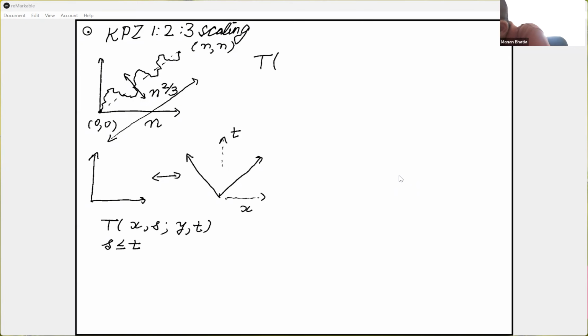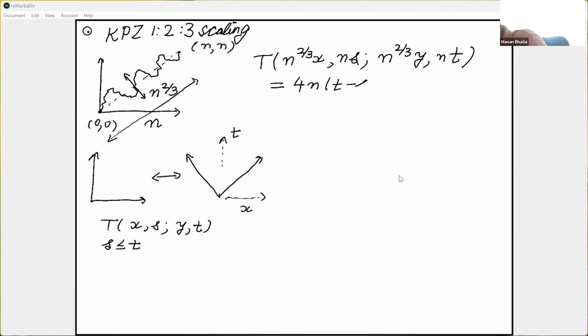You have to first respect the KPZ scaling, so you have to take n^(2/3) x and n s. As you can see in the left figure, geodesics were doing this, so you need to respect it. The first order behavior is 4n times (t minus s). This comes from the integrability. Then there's a fluctuation term, which is of order n^(1/3), and then there's a continuum field. I should not write equal to, because all this happens as n goes to infinity.